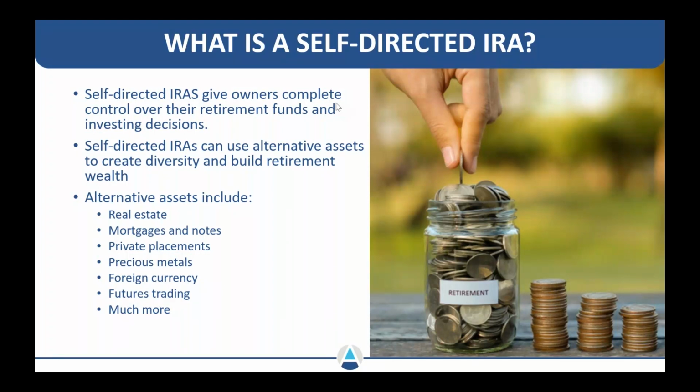Whereas with a traditional brokerage, yes, you might be invested in different types of industries, let's say mineral rights, technology, manufacturing, but you're still within the same market archetype. You truly do get to branch out and invest in things that are outside of that market, such as real estate, private placements, precious metals, foreign currency, and much, much more with a self-directed IRA. So that's what we're talking about with a self-directed IRA.